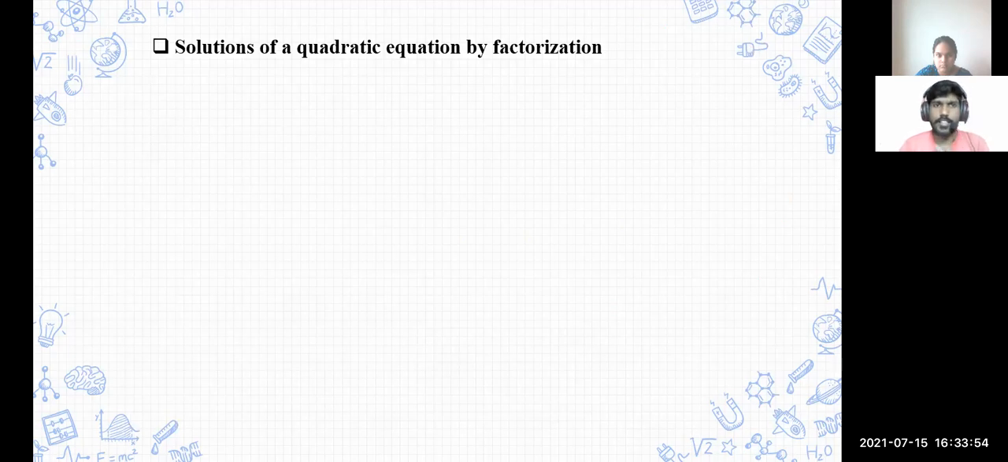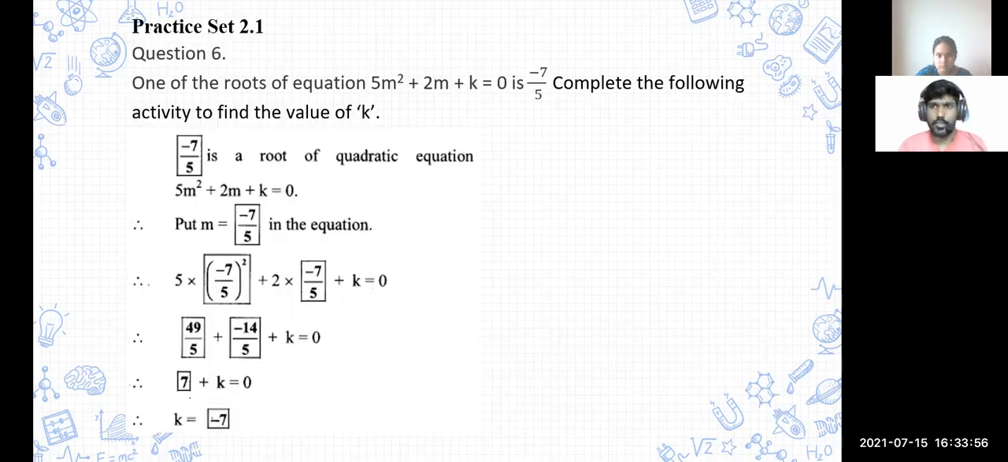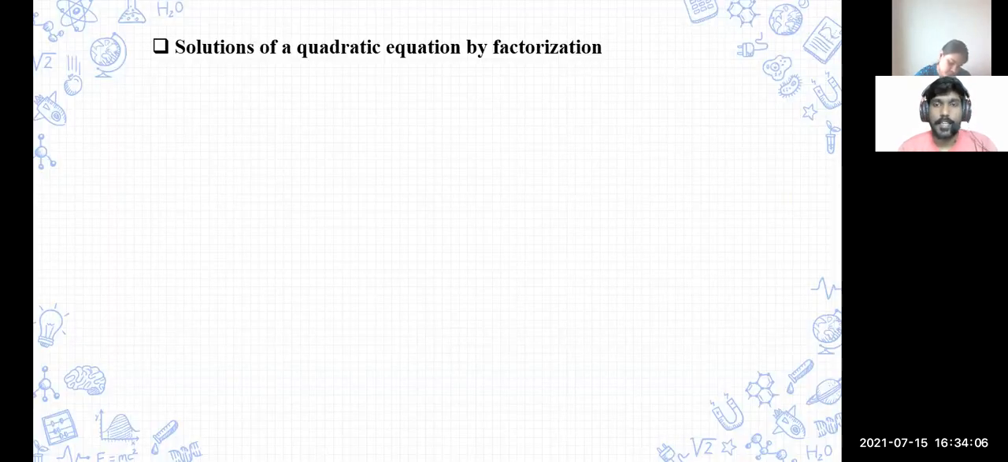Okay. I think this was the last sum of exercise 2.1. So let's move on to the next concept, which will be needed for exercise 2.2. The next concept is solution of a quadratic equation by factorization method. Firstly, you should understand what is the meaning of solution.